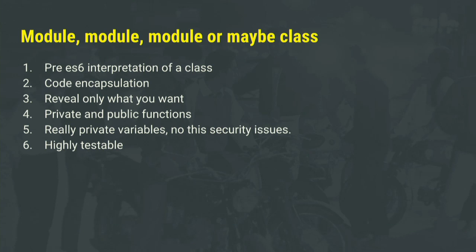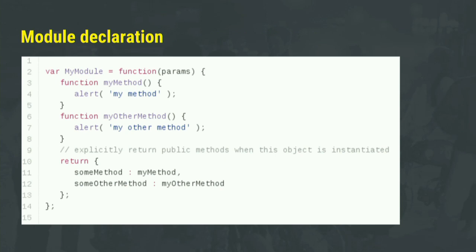What does this give you? Well, this gives you the opportunity to write private and public functions. You only reveal what you want. So if you look at the bottom, I could have written any private variable, any private function I wanted. At the end, I will only return what I need. This is a very opinionated way of doing this. You can also just add it to my module, but I think this is a very clean way. This is the revealing module pattern.